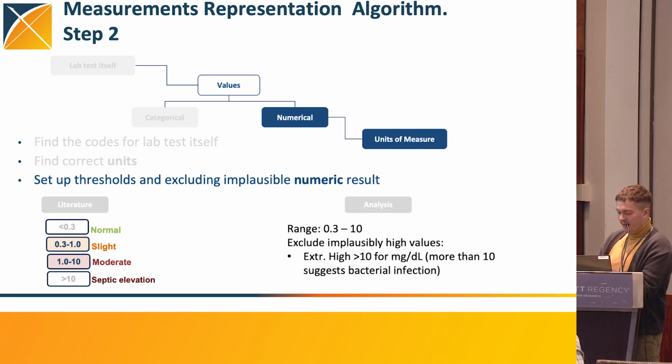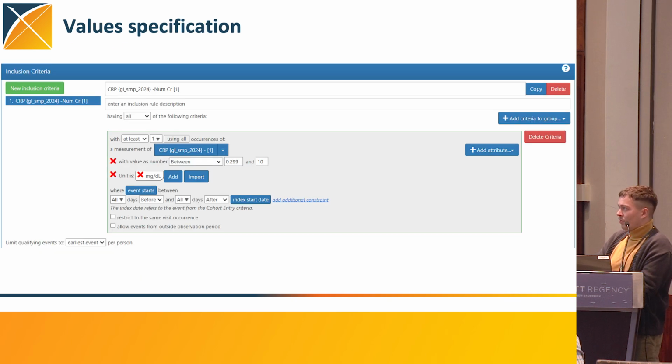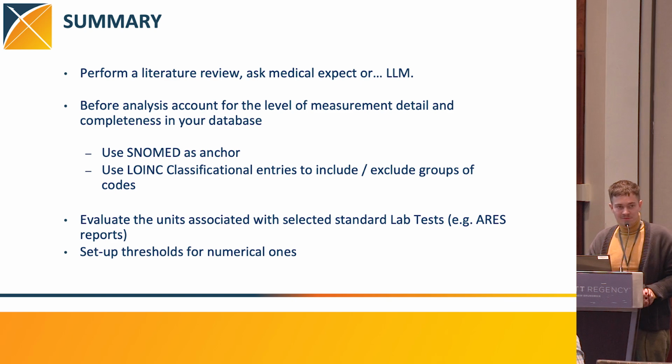So at the end of the exercise, our resultant definition will include the concept set for measurement, the numbers that belong to the range between 0.3 to 10, and are pre-specified with units, milligram per deciliter. And that's technically it. Thanks.